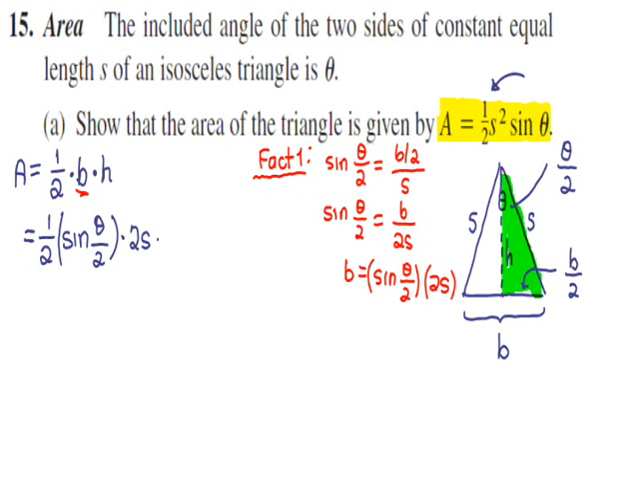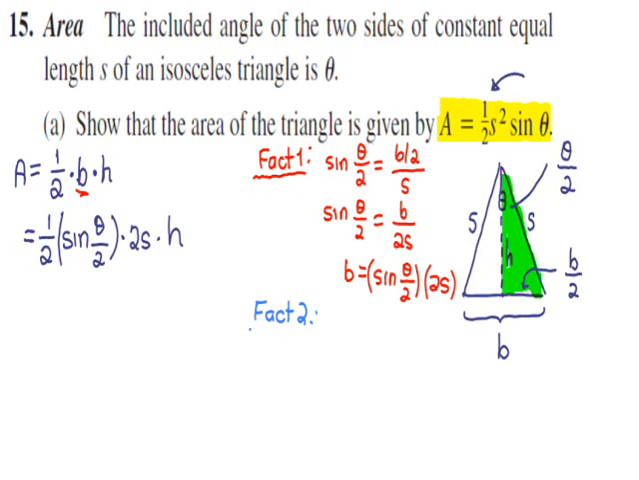Now, we still have this H, and I probably should remember to drop that down. It would be very easy to forget. So this H just parks down alongside the rest of our area expression. And I think it's pretty clear that we want that H out of there as well. So is there some other kind of relationship with this green triangle that will involve H, preferably in terms of the theta and the S? So that would take us to fact number two.